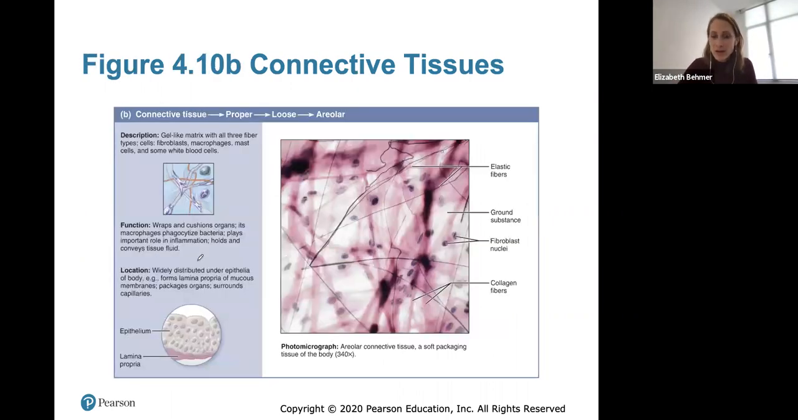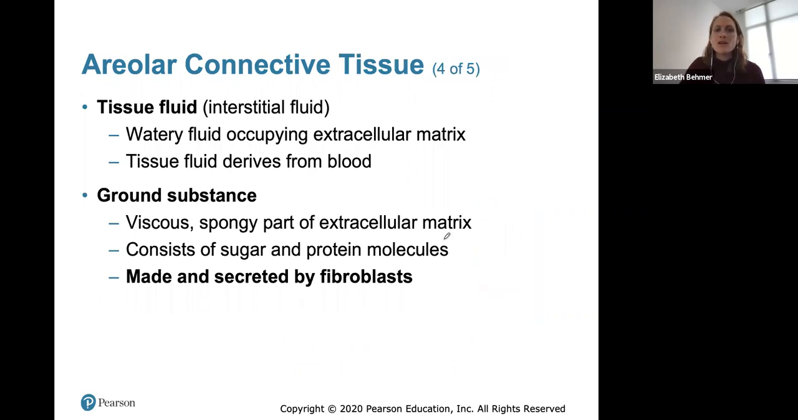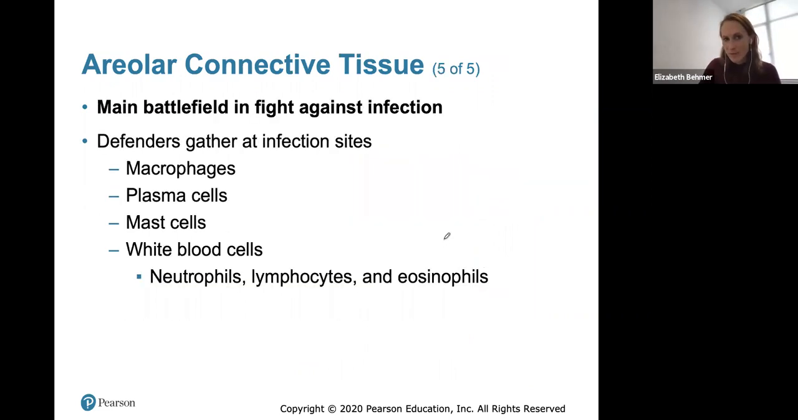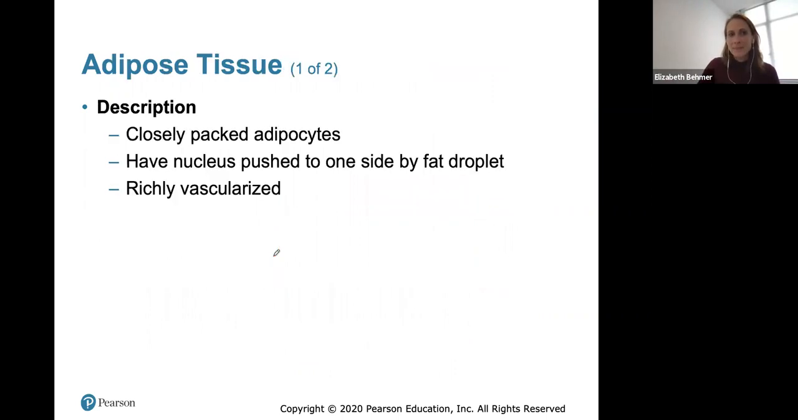So here's loose areolar, lots of free space. It's very loose, lots of extracellular matrix. You can look at the fibers, you can see the ground substance and the fibroblasts with their nuclei shown there. There can be a tissue fluid, which has more watery fluid in it, or the ground substance will be made and secreted by the fibroblasts. Your areolar helps to fight against infection because it has lots of different white blood cells and other types of cells to help gather at infection sites.